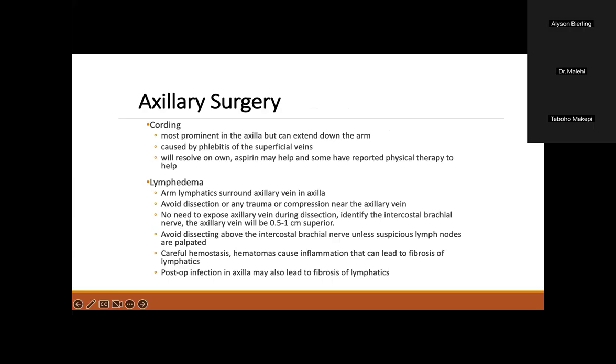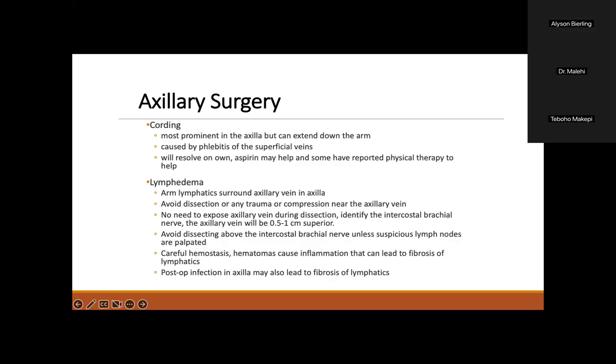Cording, just to discuss it a little bit further, is most prominent in the axilla. When women raise their arms, you'll see this, it almost looks like a string underneath the skin that's very taut, and it's tender, it hurts. And sometimes it will extend down the arm toward the antecubital area.